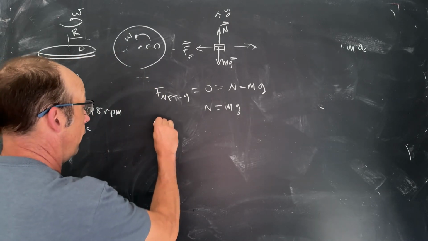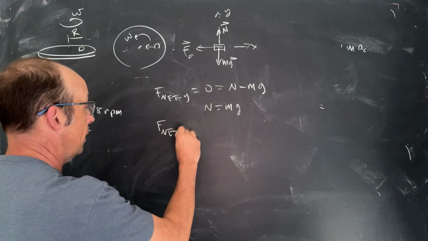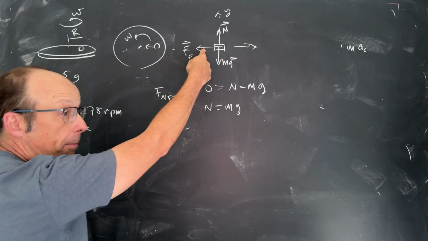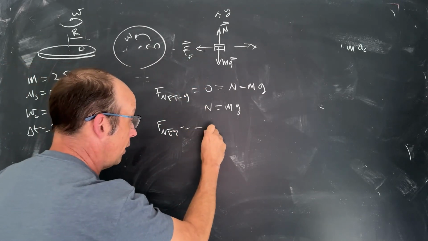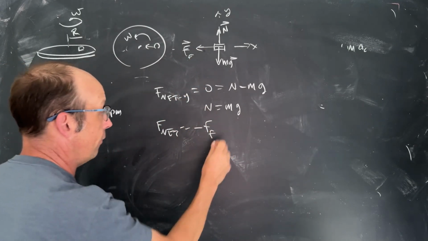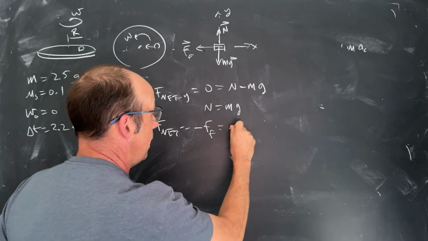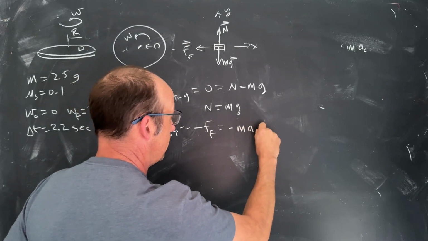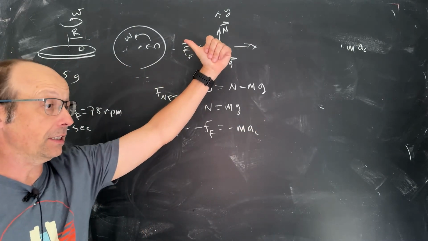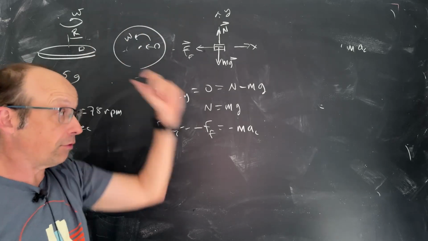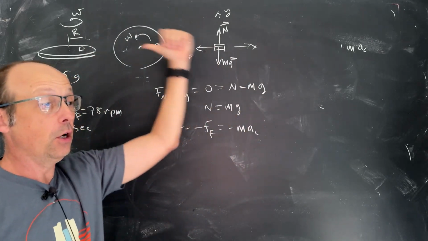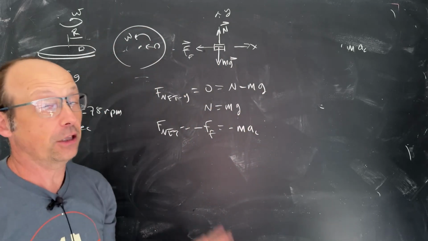Now I can do the net force in the x direction. There's only one, and it's the component of friction in the negative x direction. I'm going to put that, negative FF, and that's going to be negative m a_c. So we're assuming it's accelerating towards the center of the circle, centripetal acceleration, which is in the negative x direction the way I drew it right there.